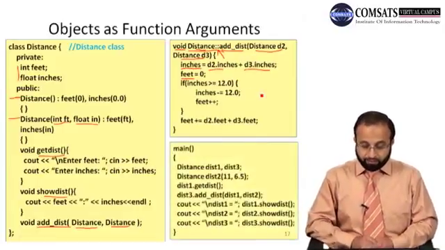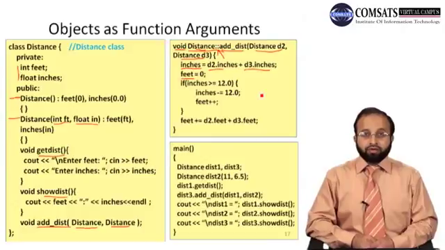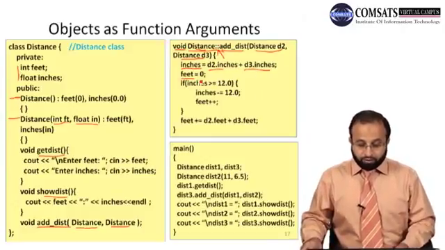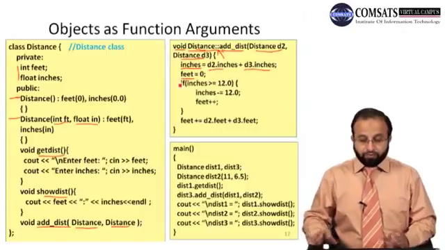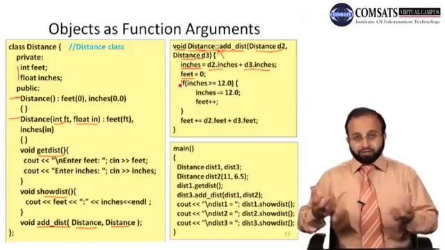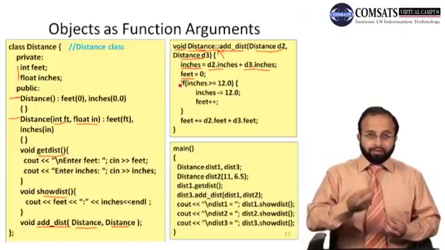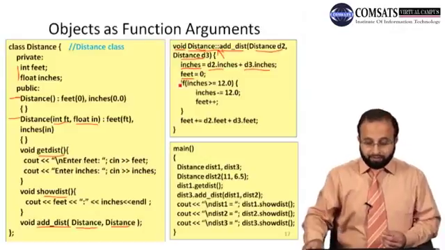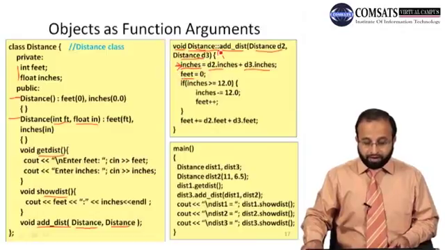Then this is the main function. In the main function, first we are going to create two objects. Okay, let me explain one more thing in the addDest function. So first we add the inches of the two distances and store them in the inches of the private data member. So this inches is the private data member of the object with which you have called the addDest function.